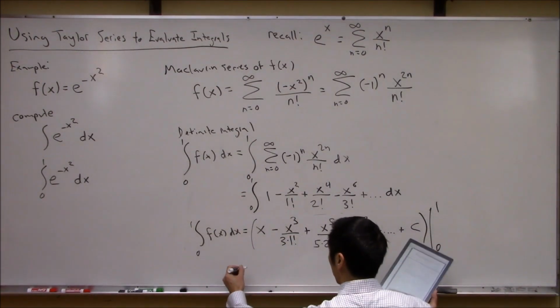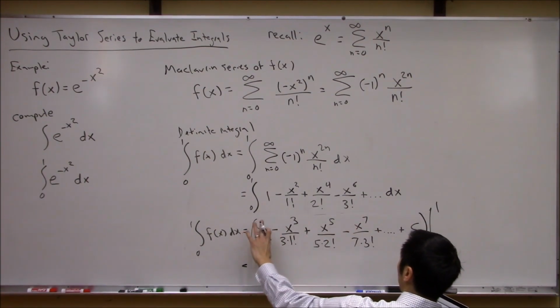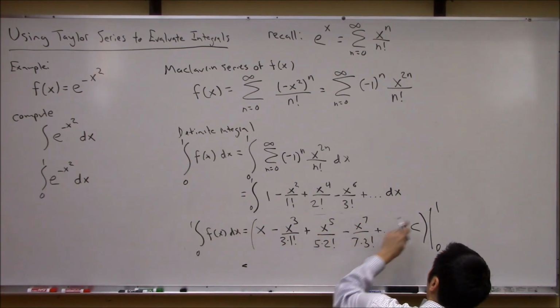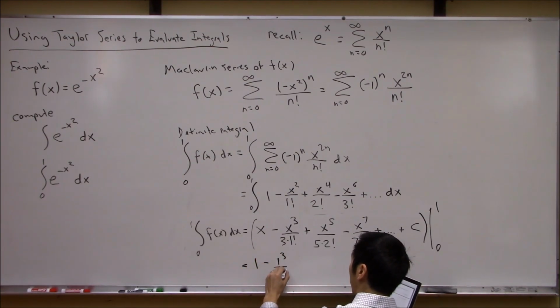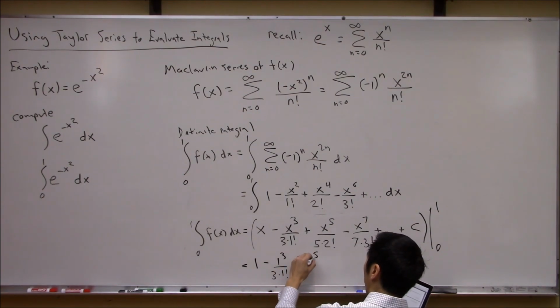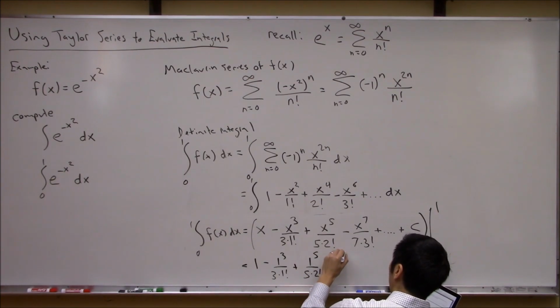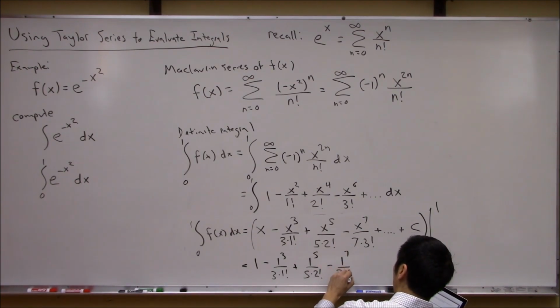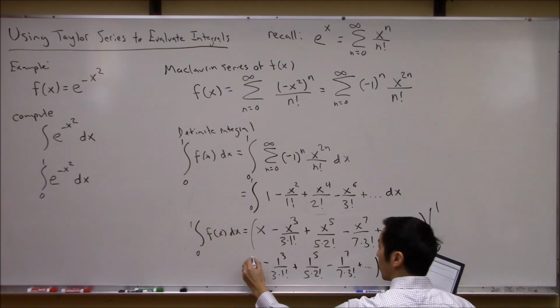This is now just going to be, let's do the 1, evaluated at 1. So I need to take this entire expression, everywhere I see an x, I need to evaluate this at 1. So this is now 1 minus 1 cubed all over 3 times 1 factorial, plus 1 to the 5th over 5 times 2 factorial, minus 1 to the 7th all over 7 times 3 factorial, plus yada, yada, yada. This is the 1 term.